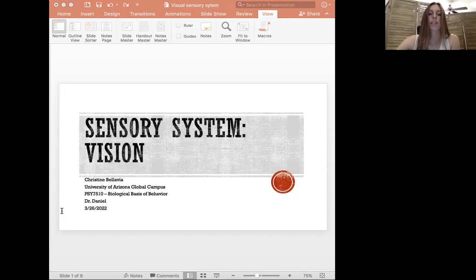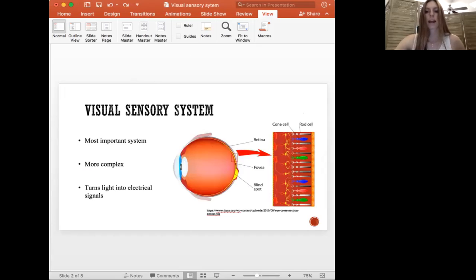So this presentation will unveil the neurobiology of the sensory system of sight. It'll develop a deeper understanding of sight as well as discuss the social consequences. All right. Vision as a sensory system.